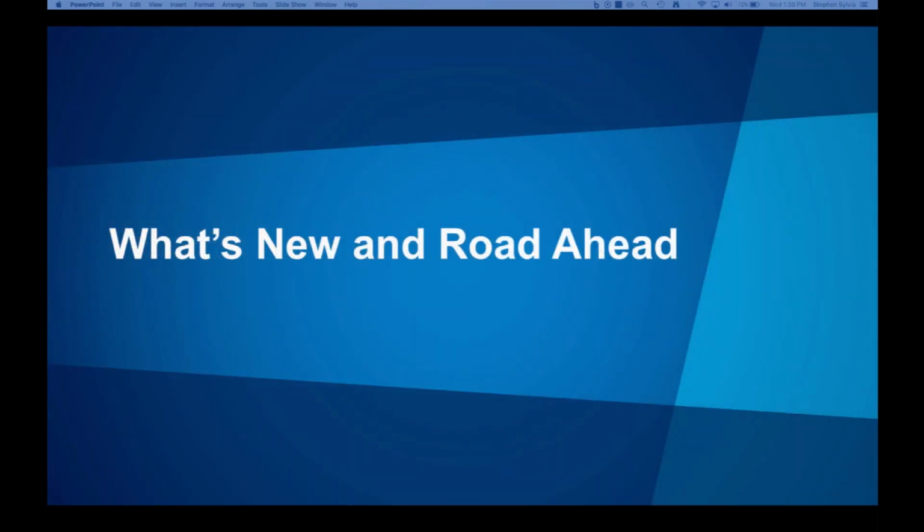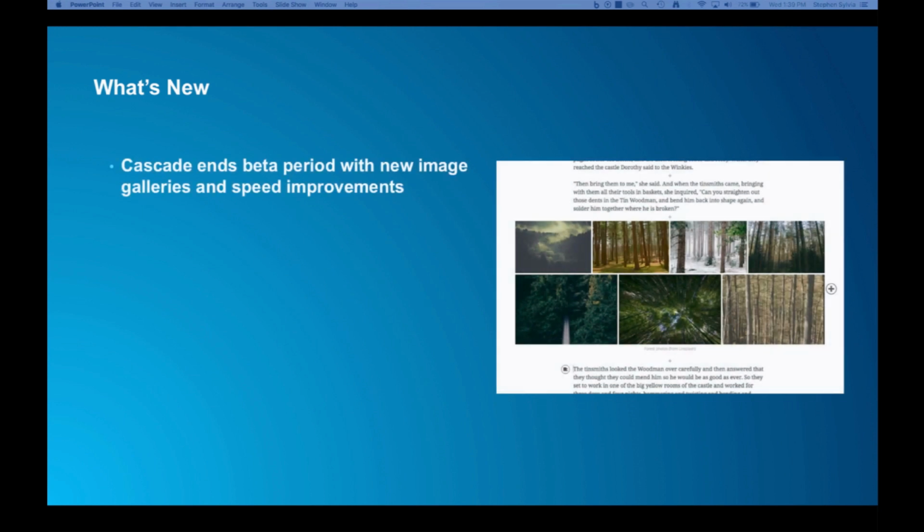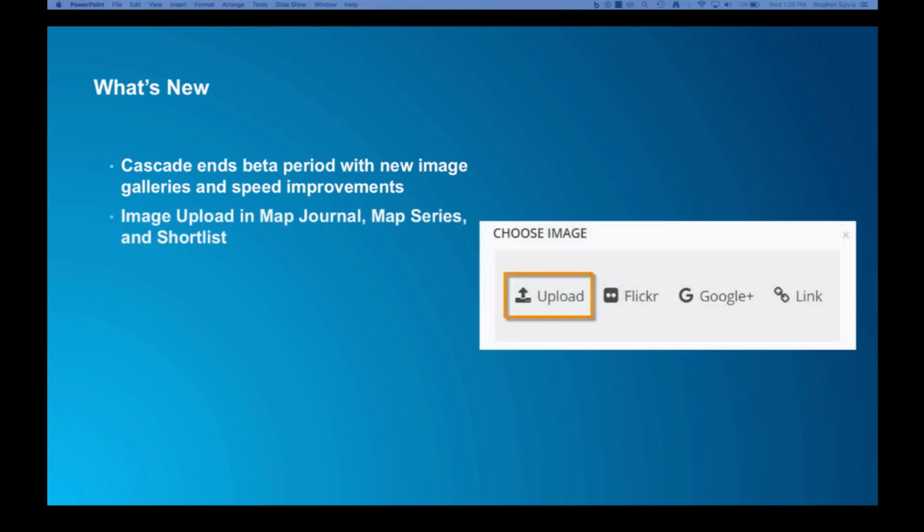So what's new in story maps and what's coming? In this last release, our Cascade app came out of beta. We provided a new gallery enhancement to it, so you can really start adding and organizing images in a really great manner now. And we also had a lot of speed improvements and bug fixes, especially with 3D web scenes to make sure they're more performant, especially if you have more and more 3D scenes in a single app. We now have image upload directly in Map Journal, Map Series, Shortlist, and Cascade now. So you no longer have to host your images separately on your own servers. You can easily upload directly in the app.